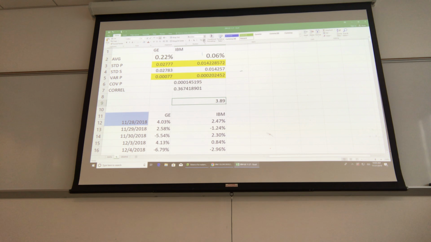That clear number says that IBM does not give me as much as General Electric. And General Electric gives me almost 4 times more than IBM.